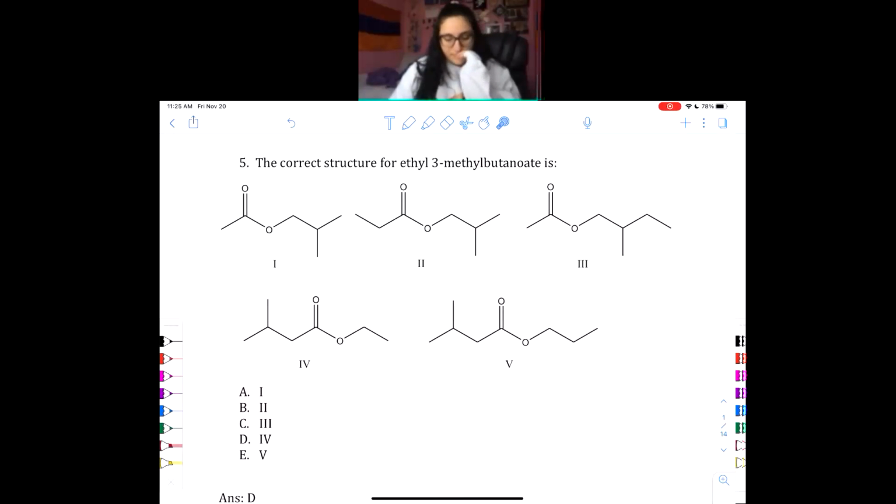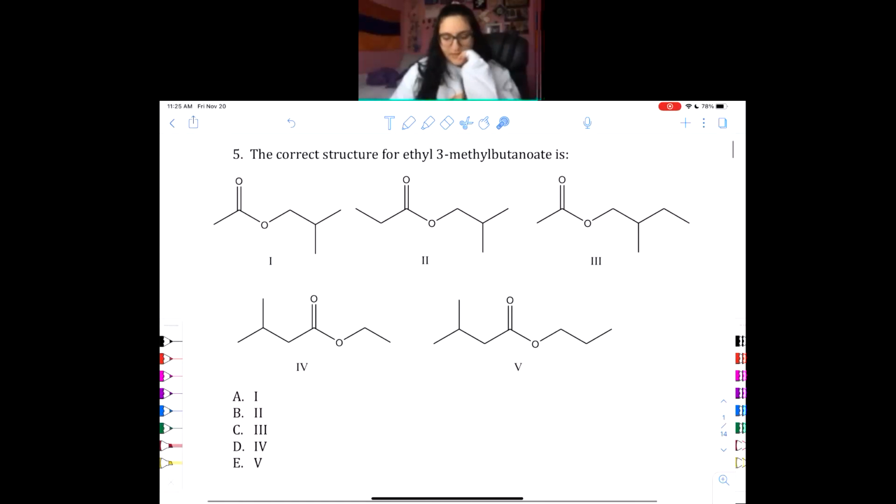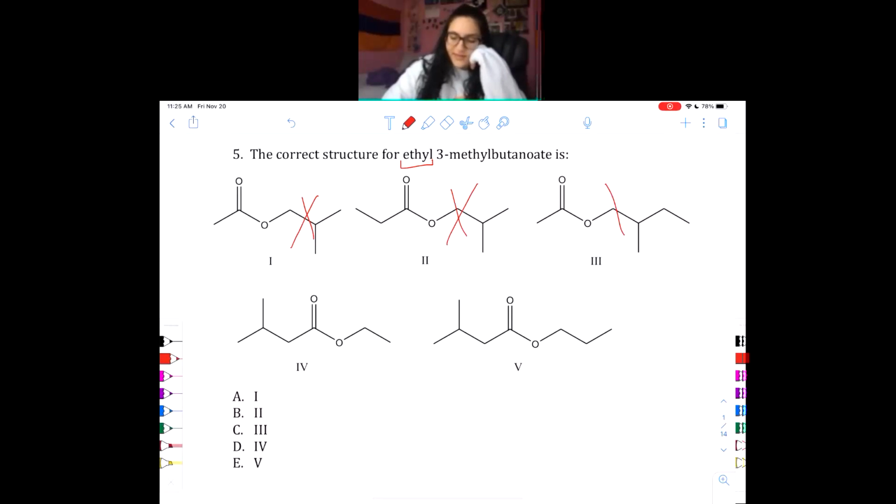So, I think there's another naming one. Maybe not. Okay, so we start with ethyl. Is what we start with going to be on the oxygen side or the carbonyl side? Oxygen, perfect. So we are looking for an ethyl. That's not an ethyl, that's gross. That's not an ethyl, that's gross. Definitely not an ethyl, that's gross. All right, so we kicked all of those out immediately. So now we have 2 carbons and 3 carbons.